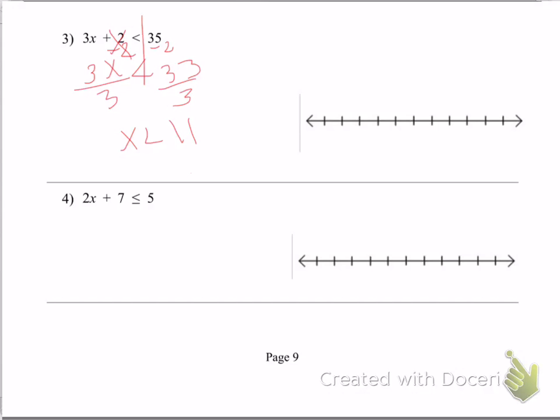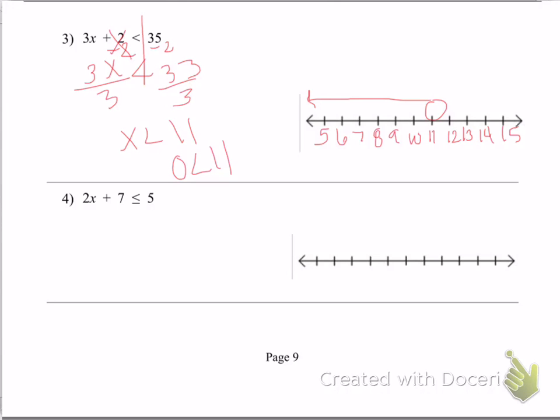So let's start with 5. We have 5, 6, 7, 8, 9, 10, 11, 12, 13, 14, and 15. So we wrote out our numbers for our number line. Your next step is you're going to have your open circle at 11, and then you need to figure out which direction it goes. So is 0 less than 11? Yep, that's true. So you're going to head towards 0. So there's our number line.